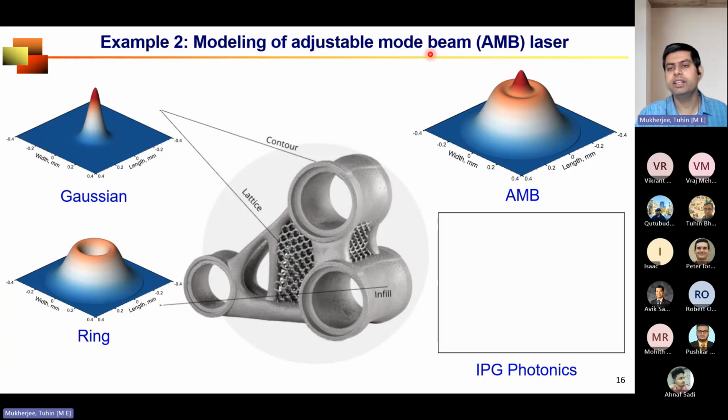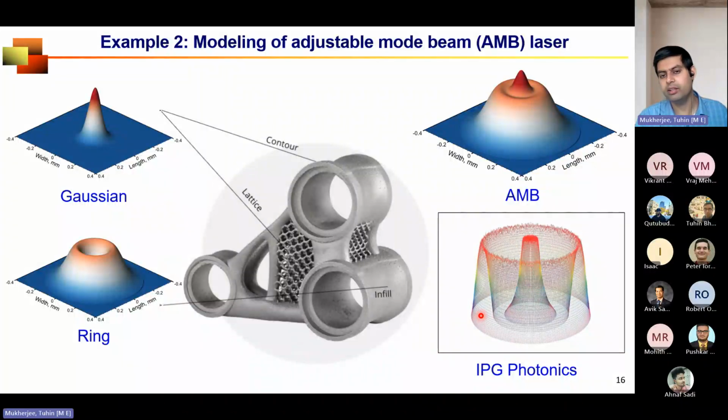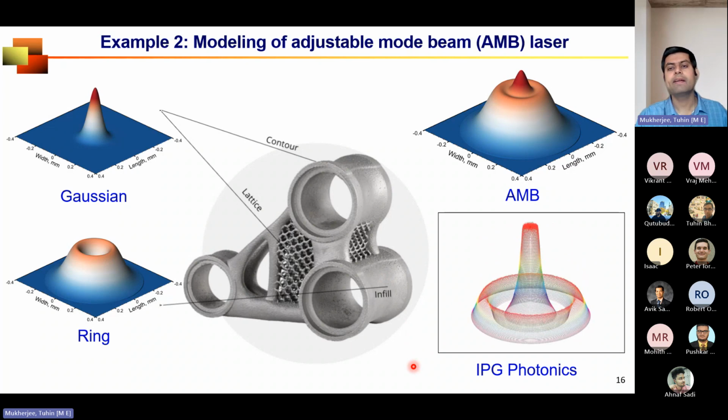So what's the technology? The technology is called adjustable mode beam, or AMB laser, where you switch between the Gaussian beam and the ring beam, or take advantage of both beams simultaneously. How does it work? If you see the animation, there's a core beam and then there's a ring beam, and their relative power percentages change during the process, and people can control it using NC technologies to be able to print this type of part with improved microstructure and with higher productivity.